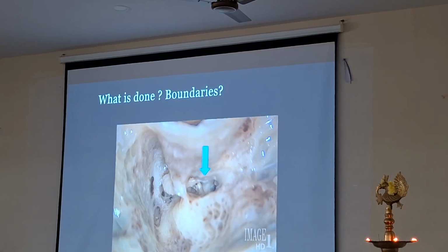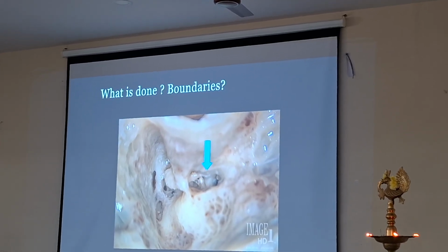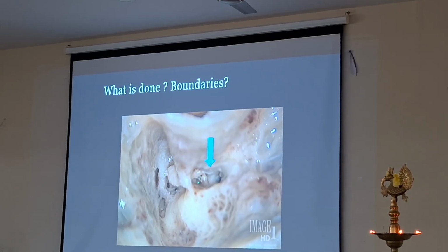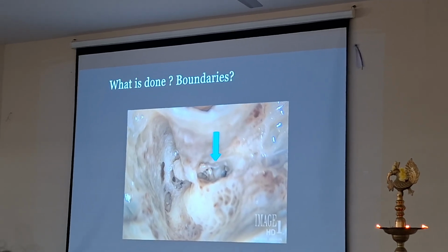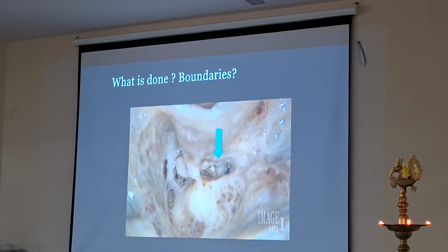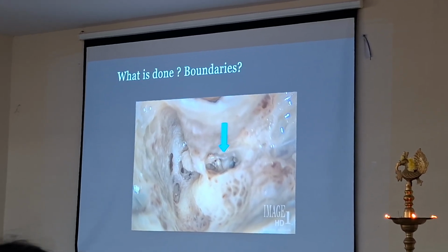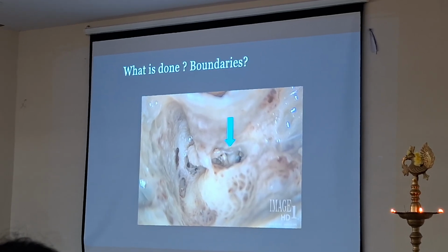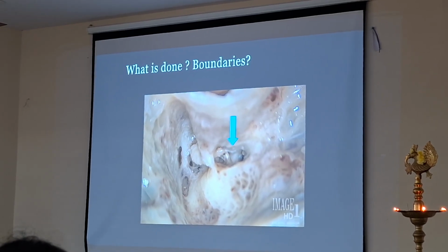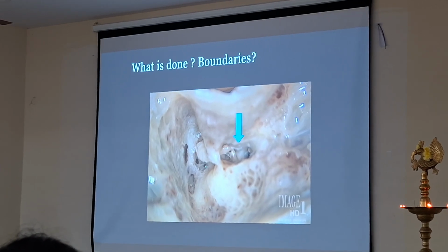See, it is a triangular space where some cells are there, bounded medially by the vertical half of the facial nerve. Vertical half means from here to here, the upper half. Laterally, the tympanic annulus along with the chorda tympani. Then superiorly by the incus buttress or fossa incudis. This is the fossa incudis. This is the incus buttress.